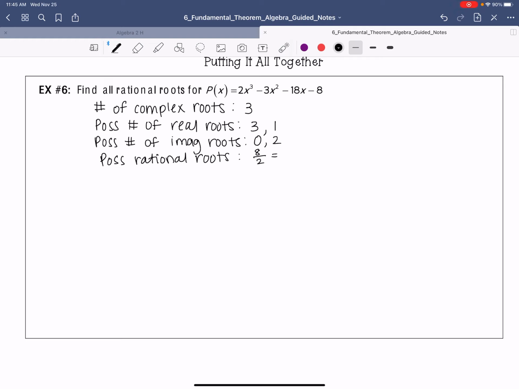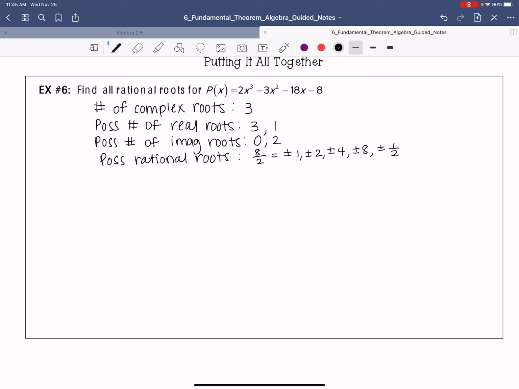So it'd be all the factors of 8: plus or minus 1, plus or minus 2, plus or minus 4, plus or minus 8. And then all of these numbers over 2. So then I'd have plus or minus 1/2. Plus or minus 2 over 2, which is 1. I already wrote that one. And then I would have 4 over 2, which is 2. I already have that one. And then I would have 8 over 2, which is 4. So this would be my complete list right here.